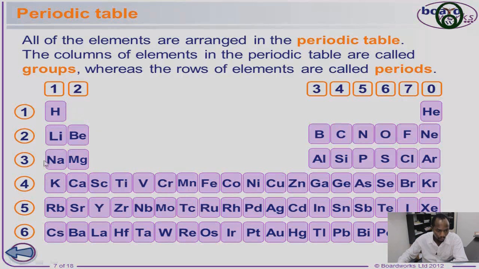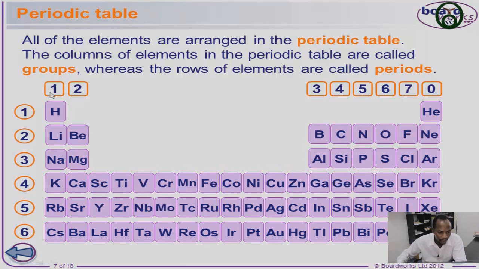Now, this is the vertical arrangement, which we call the groups. This is group 1, this is group 2, this is group 3. You will see that there is a big gap between group 2 and group 3. The elements here, we say they are transition metals. We're going to talk about transition metals later.